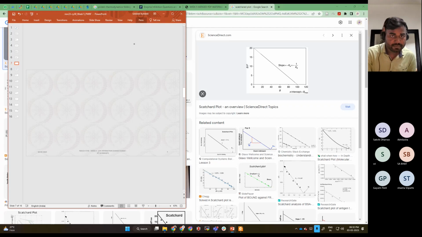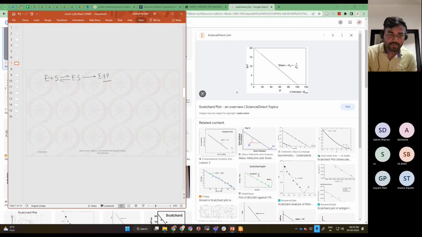So what is scattered plot actually? Normally in enzyme substrate binding, you study enzyme plus substrate, giving you the enzyme substrate complex, and then finally you get the enzyme and product.